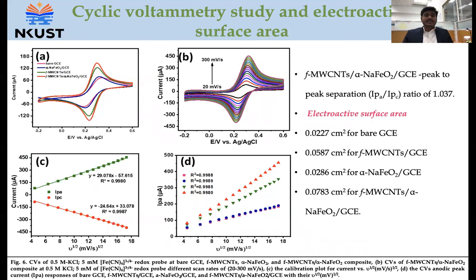Further, we analyzed the cyclic voltammetry study to calculate the electroactive surface area. From this analysis, we used the ferricyanide system to analyze the electroactive surface area for the different electrodes. Here we use the bare GCE and the composites, showing redox peaks. After the composite material is applied, the peak-to-peak separation is lower compared to the bare GC electrode, and the electroactive surface area is higher compared to the bare GCE.